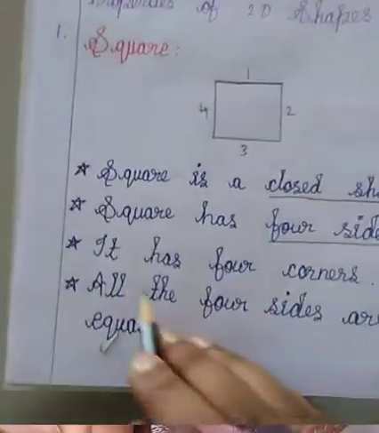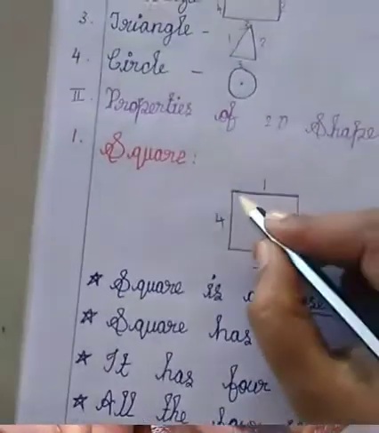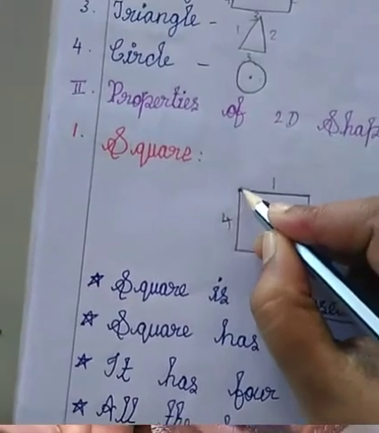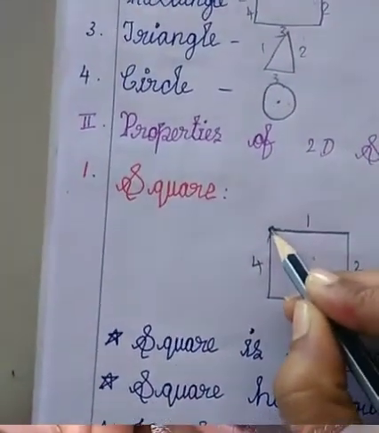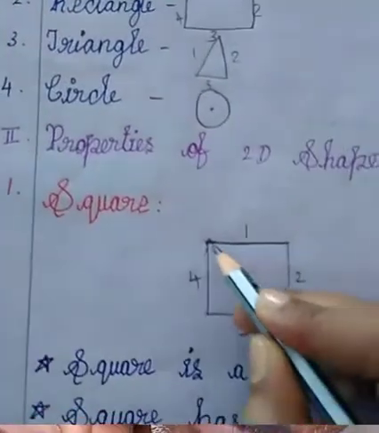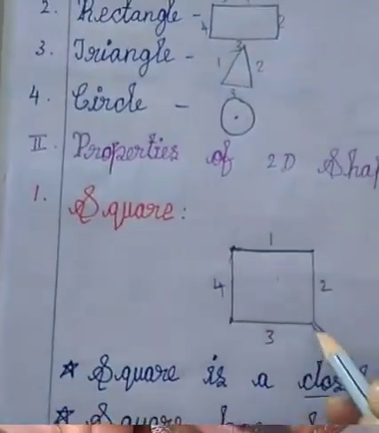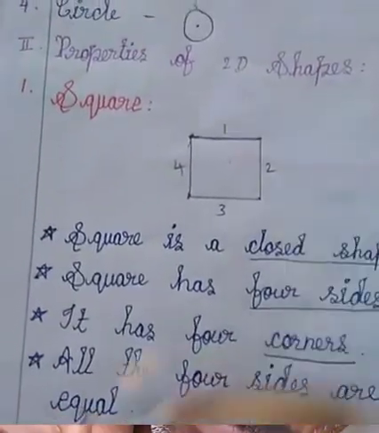See the third point: it has four corners. Corner means the joining point of the lines. This one is called a corner. The two lines join at a point. The joining point of two lines is called a corner. How many corners in a square? 1 2 3 4. Four corners in a square.